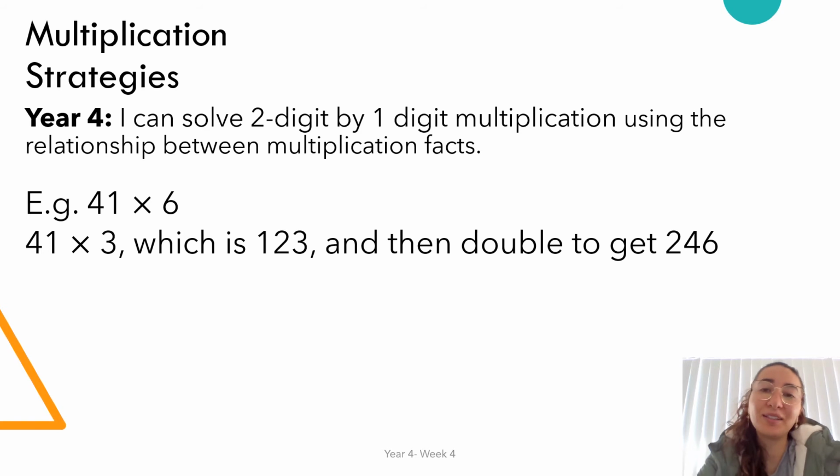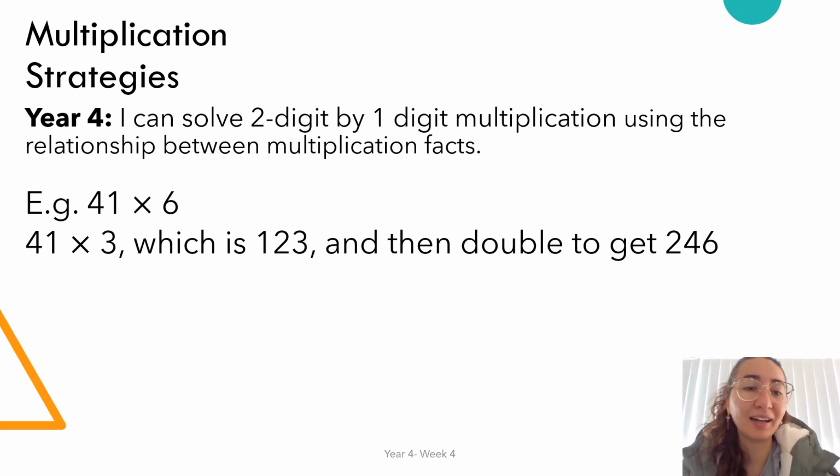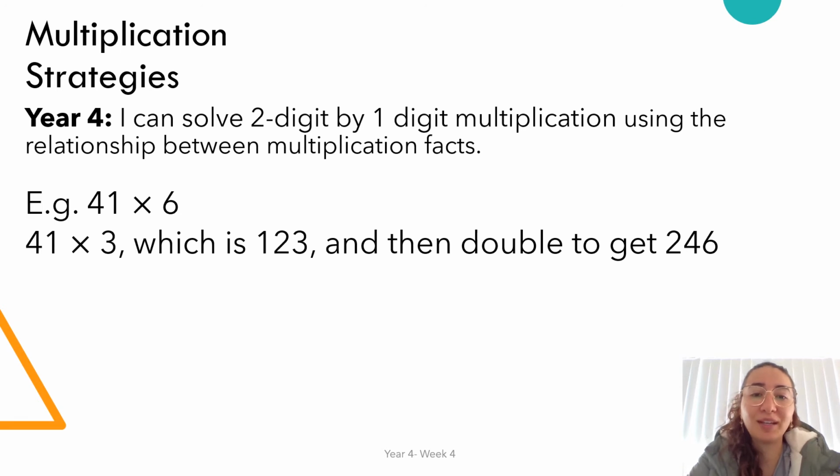This lesson is going to be a little bit similar to yesterday, but a little bit different, and I'll show you how. We're going to use our multiplication strategy of doubling in this lesson, but it's a little bit different. Let's read our learning goal. Year 4. I can solve 2-digit by 1-digit multiplication using the relationship between multiplication facts. The main fact that we're going to focus on today is our knowledge that 6 is double 3.